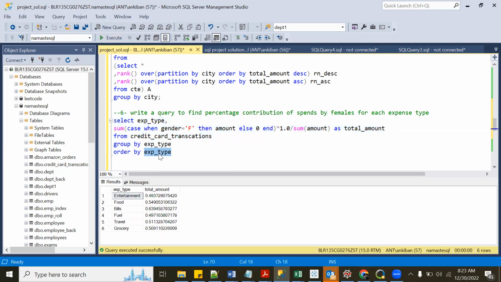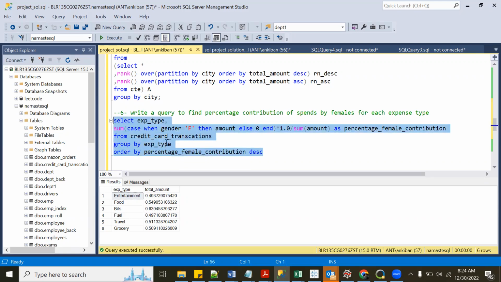If we have to find the expense type where the total amount spent by female is highest, then we can do just descending order. Not total amount, it is percentage female contribution, right? So relatively, they have done 70% of the contribution, right, of the total bills.